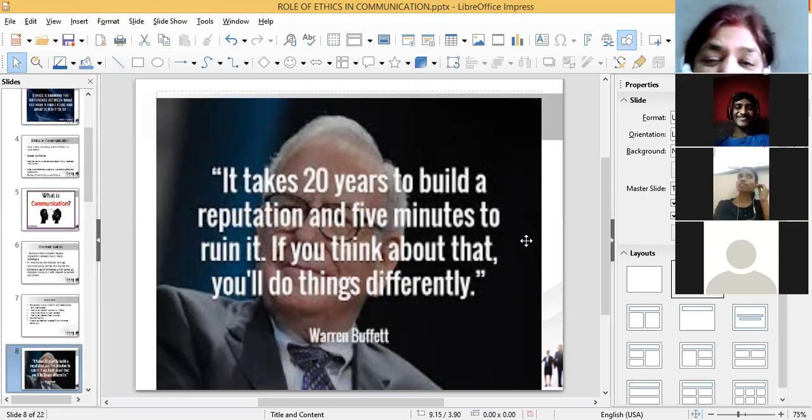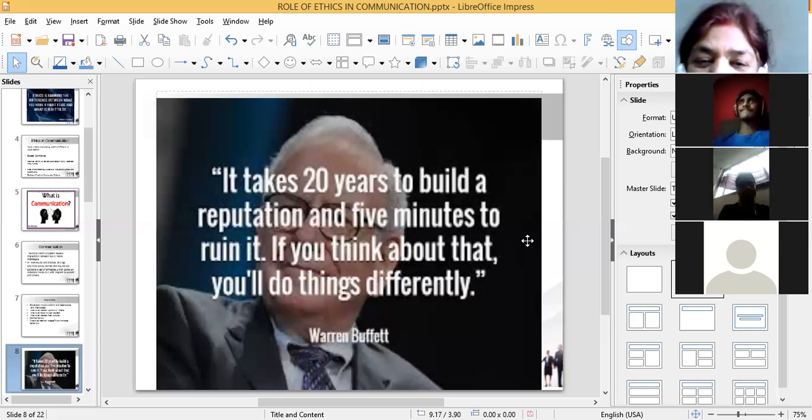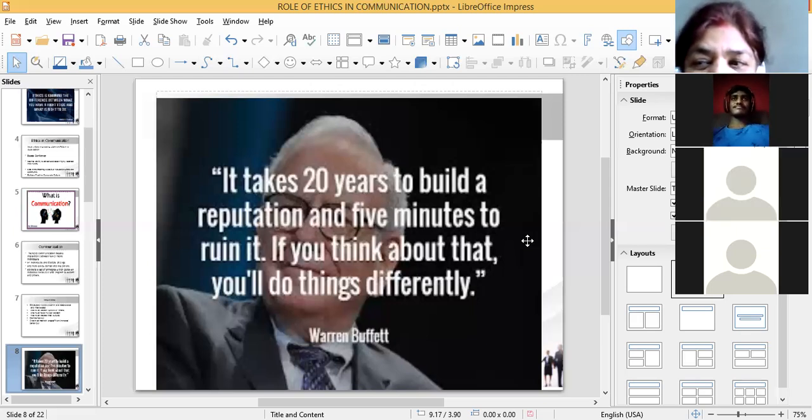Okay. So it takes 20 years to build a reputation. Years and years, decades. Like you're talking about decades, 20 years to build a reputation. And in just 5 minutes, you can ruin everything with your unethical communication. If you're bad mouthed, if you show your tantrums around, if you're not doing things that you should be doing, if you're not speaking the way you should be speaking. So with one go, with one blow, you are going to ruin everything. He sums it up by saying, if you think about that, you'll do things differently. It means you would never speak an unethical word. If that is going to damage your reputation of 20 years, you will think twice before speaking.